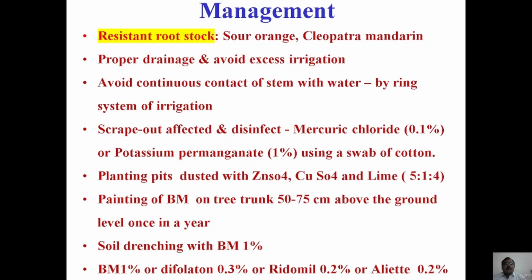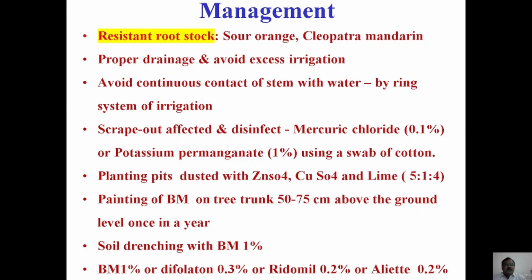In order to manage this disease, we have to use resistant rootstocks like sour orange, Cleopatra mandarin, etc. Soils with a poor drainage system should be avoided, and excess irrigation water should be avoided, as well as continuous contact of the stem with the irrigation water. That is, excessive irrigation should be avoided. Then scrape out the affected portion and disinfect the area with mercuric chloride or potassium permanganate using a cotton swab.